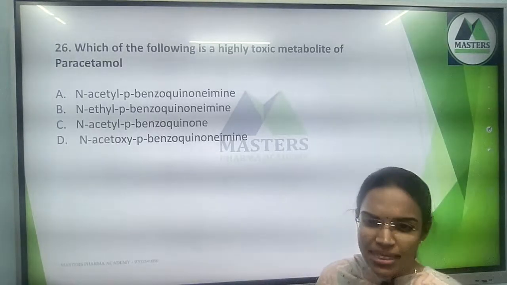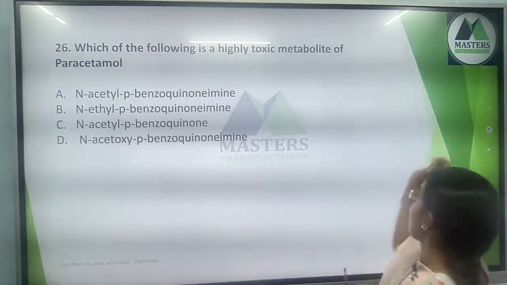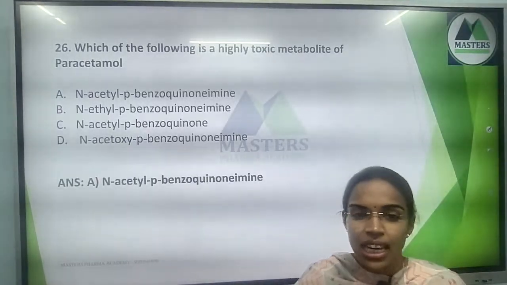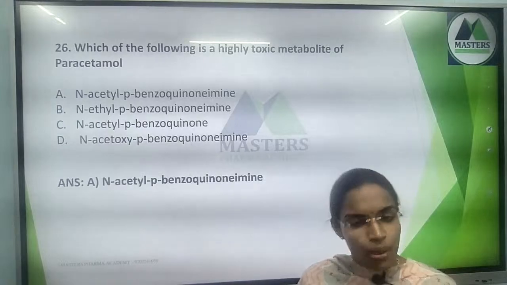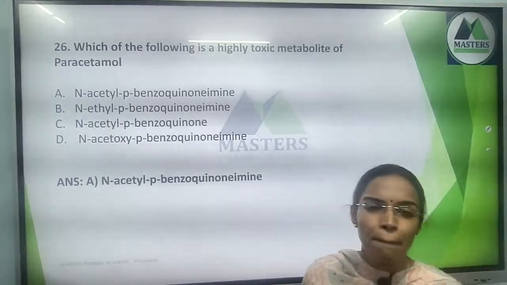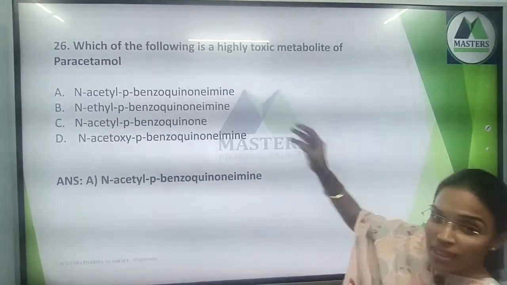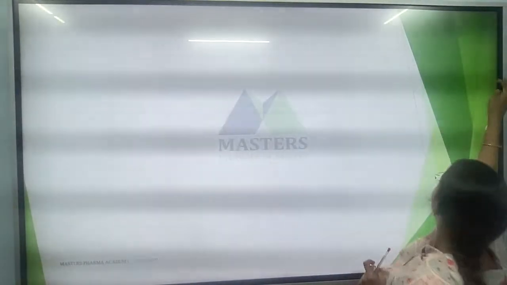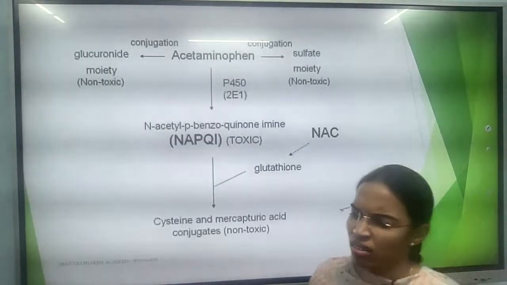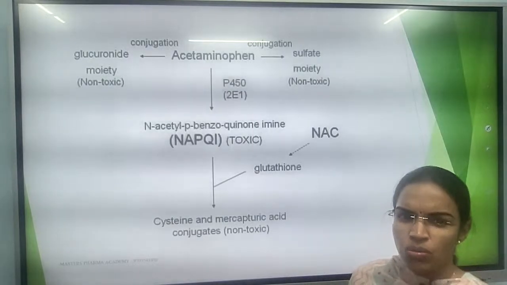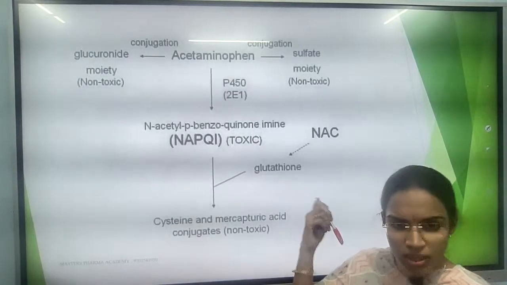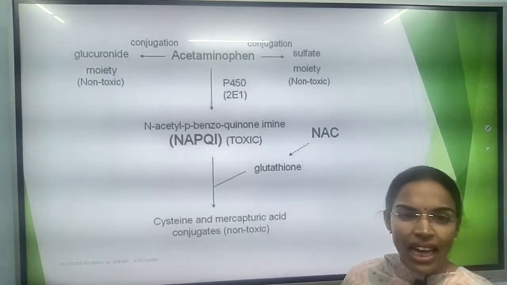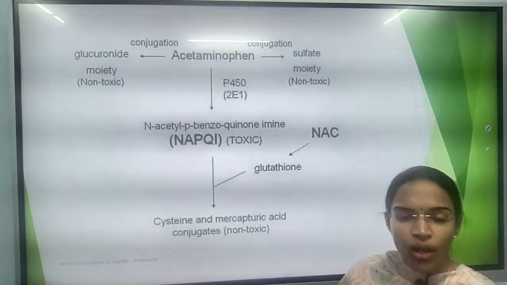What is the right answer option? It is N-acetyl P-benzoquinoneamine. The right answer is option A.